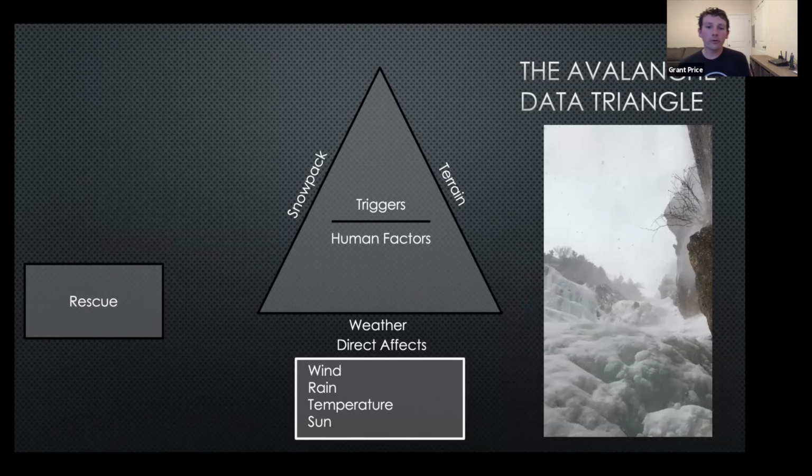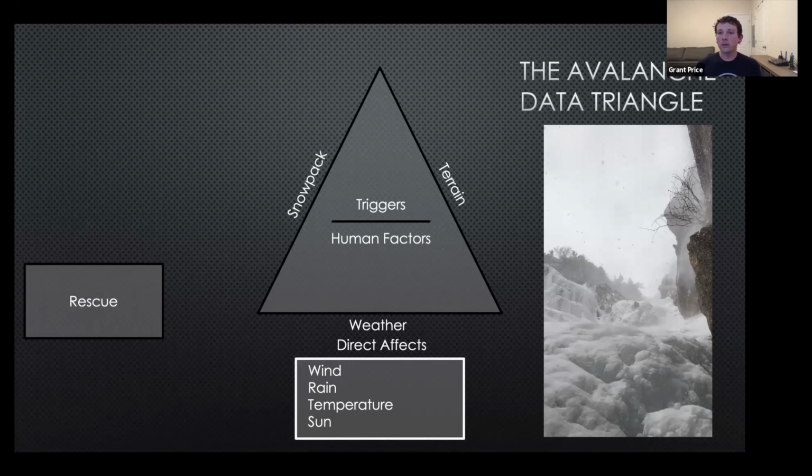I've placed weather at the bottom of the triangle here because it really makes up our snowpack. There's four different weather effects on the snowpack: wind, rain, temperature, and sun. You might think that temperature would be a big player. It is, however, wind actually does quite a number. Wind has the ability to completely remove snow from one slope and then maybe deposit it on another slope.